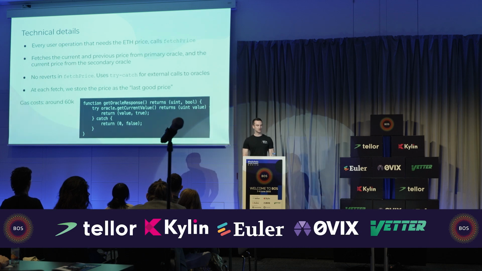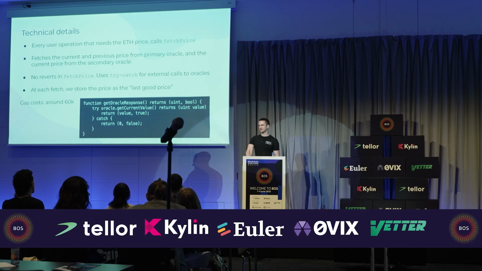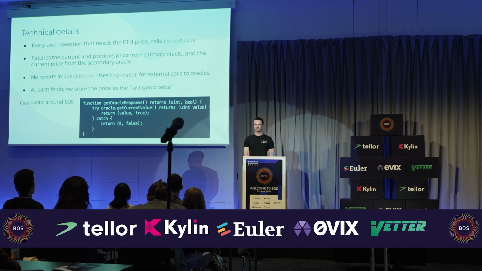As I said, every operation calls this fetch price function. It fetches 3 prices: the current price from the primary, the previous price, and the current price from the fallback oracle. There are no reverts in this function because we don't want the top-level user transaction to revert. So even if the oracle's gone bad, we still want the user to be able to adjust their loan based on the best price that we can see in the system.